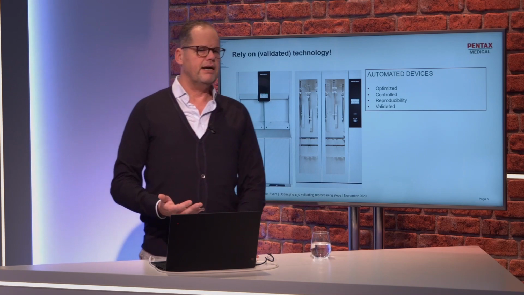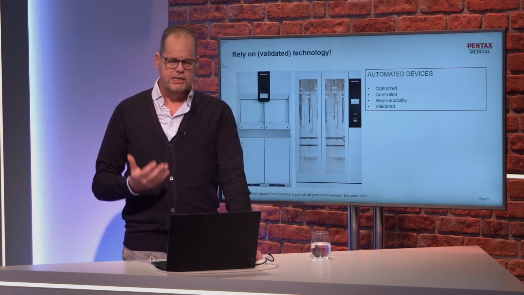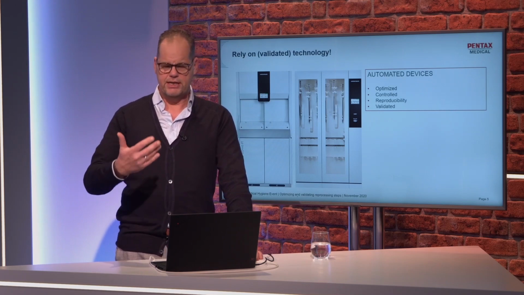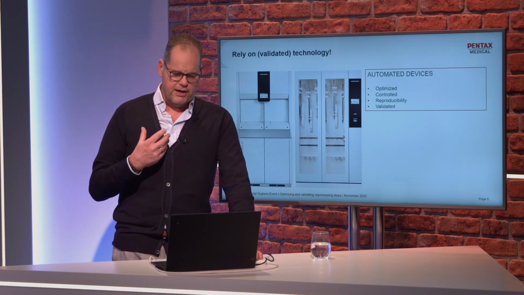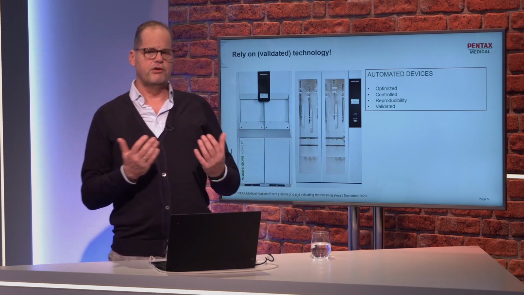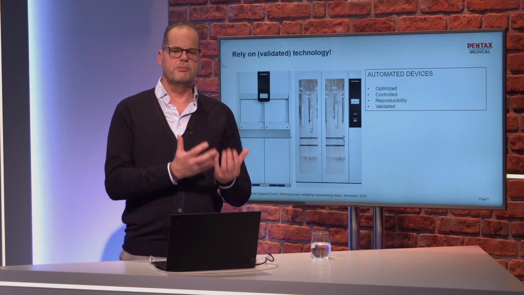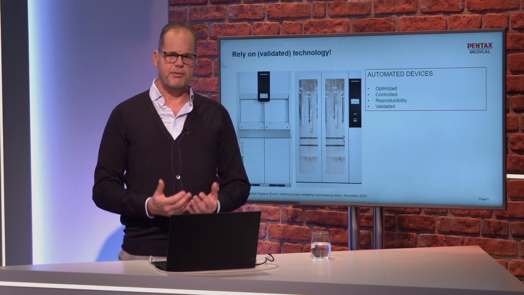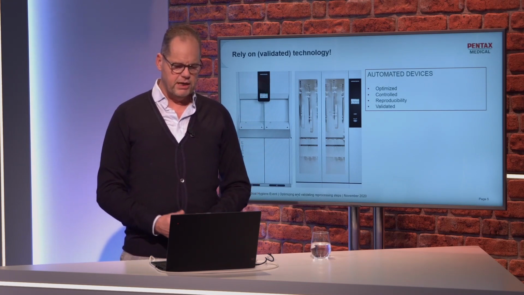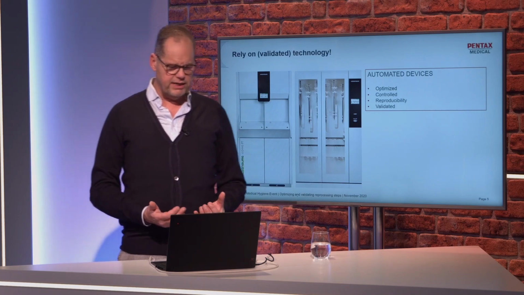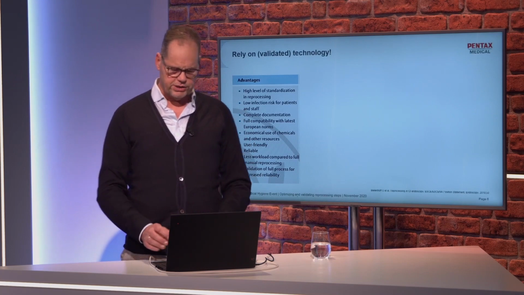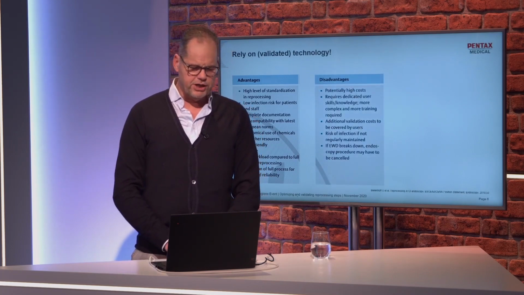But what we learned in the last decades is that we heavily rely on validated technology. Well, we have an automated endoscope reprocessor, so things are going well and will keep going well because it's an automated device. And of course, automated devices, like the automated endoscope reprocessor or the drying cabinets, are optimized, have a controlled environment, and can be validated. So yes, they have a lot of advantages, which is also mentioned in many documents and guidelines.